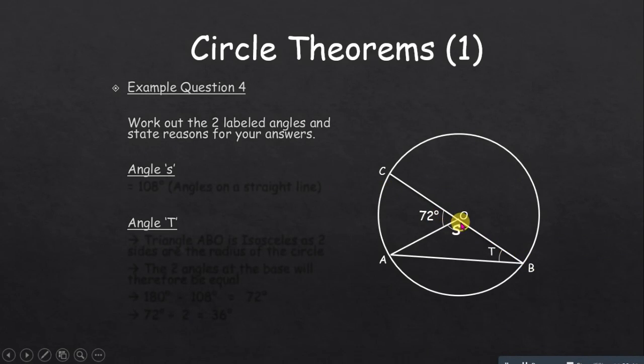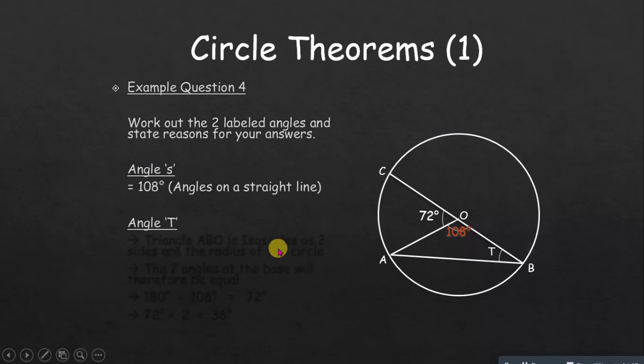BC. So we want to look for X. We know angles on a straight line sum up to 180 degrees. So for me to get X, I'll just take 180 degrees minus 72, and I'll be able to get X. That is angles on a straight line. Therefore, X is equal to 108 degrees. Now we look for the T.